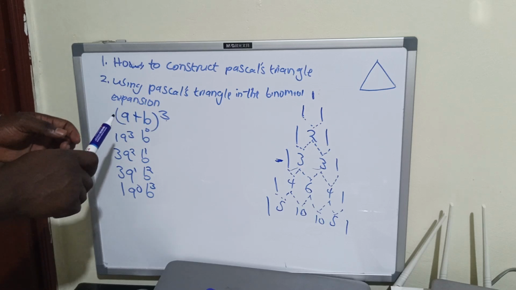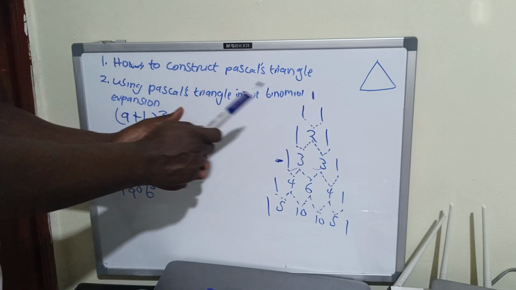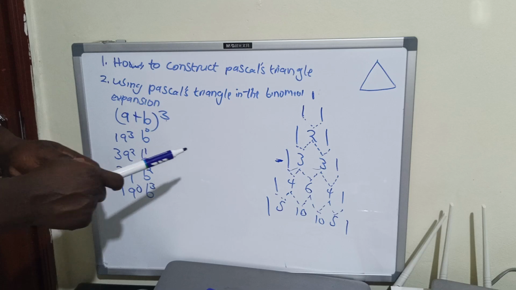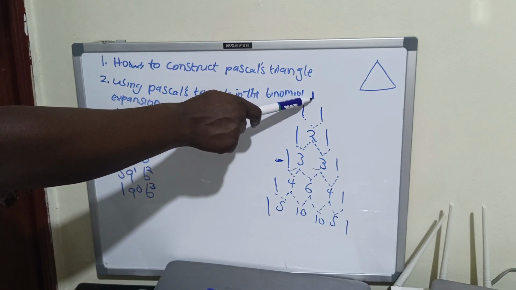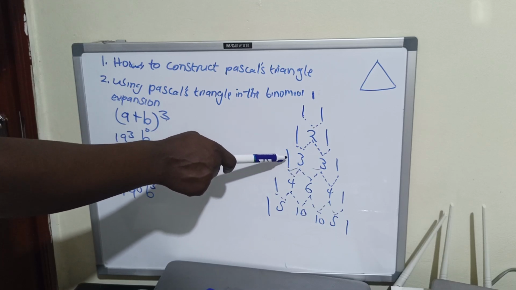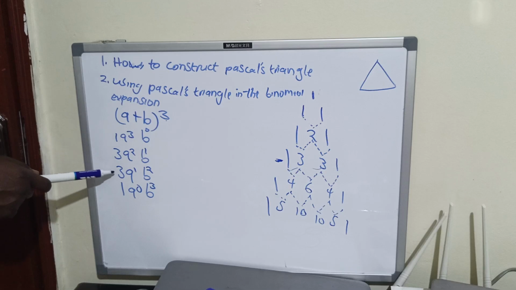(a + b) in the bracket raised to power 3, you want to expand using the binomial triangle, Pascal's triangle. You have to construct the Pascal triangle the way you have constructed it. Then it is raised to power 3, you count 0, 1, 2, 3. This is the third. So we use this line whereby it has the digits 1, 3, 3, 1. You write it like that.